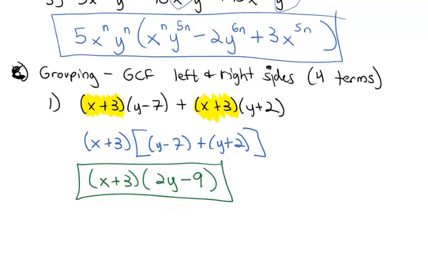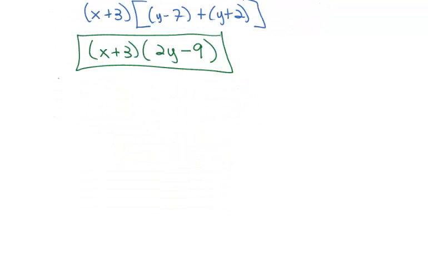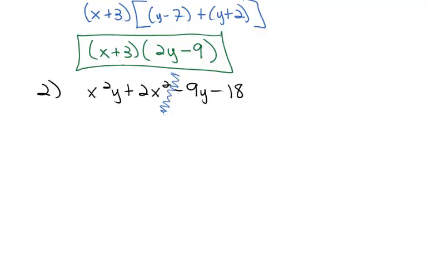Now normally with grouping, though, we have to get it set up to be in that form that we want to work with. So we're normally going to have something like x squared y plus 2x squared minus 9y minus 18. And how grouping is going to work is we're going to split the expression in half with the 4 terms and factor the GCF out of the left and right sides.